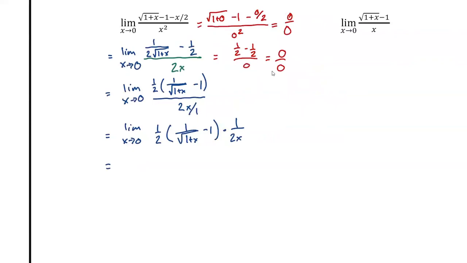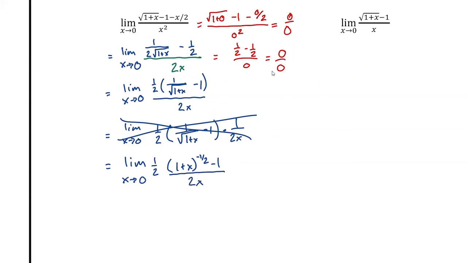Actually, what I would do here, there's too much fraction work here. So let's back this up. A better approach would be to rewrite this in terms of powers. So let's try that. Let's do it this way instead. As x approaches 0, the 1/2 could actually come out into the front, and I'm going to rewrite my numerator as (1 plus x) to the negative 1/2 minus 1, and then we have 2x in the denominator.